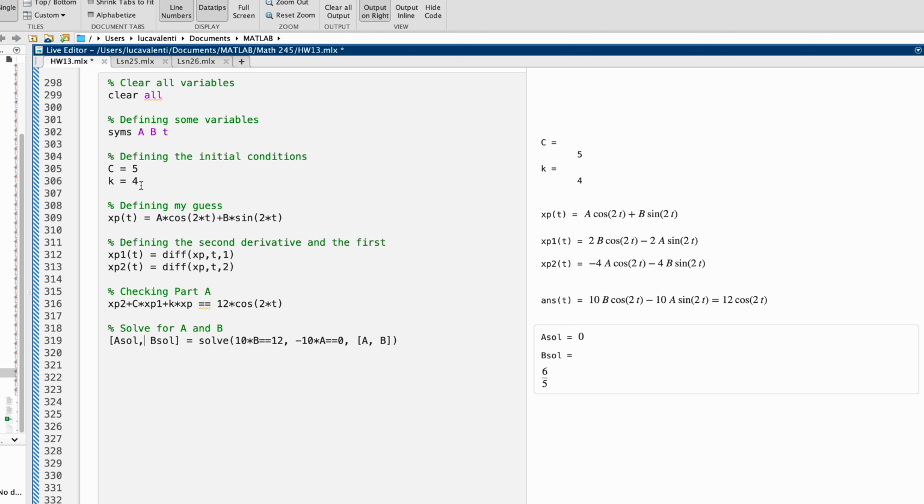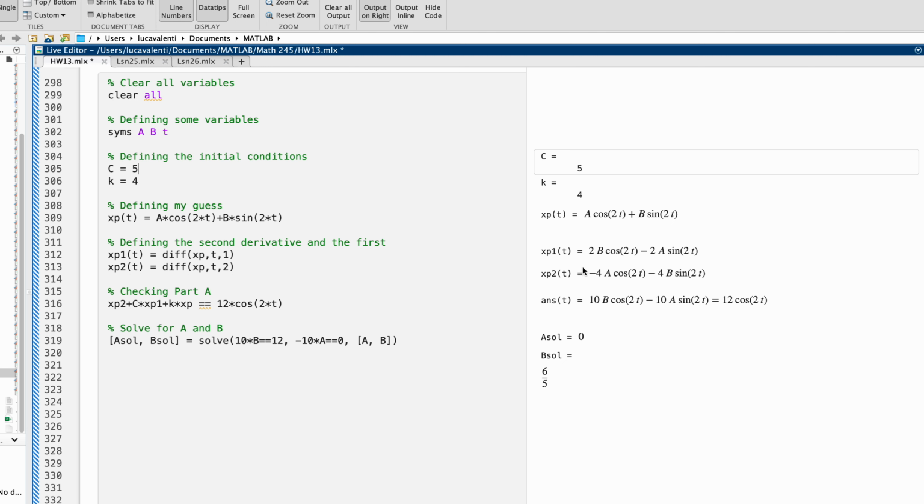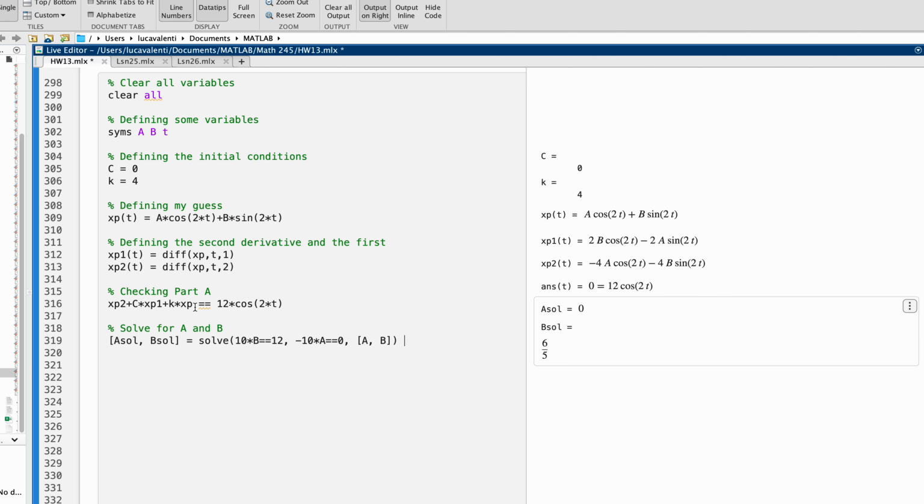So then we would redefine the solution. Now let's try it with the values that they told us for part B. So that is C is 0 and K is 4. So what are we going to have now? I think this one's not going to be valid anymore. We'll have to relook at it from here, because we're just going to have this. These are the derivatives.